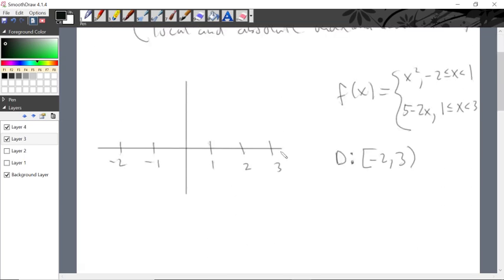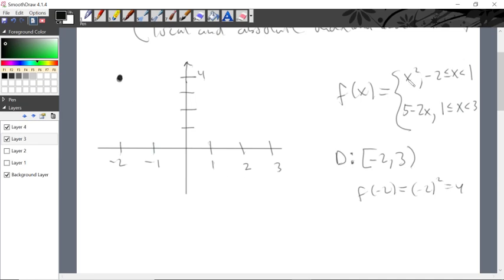All right, so at -2, f of -2 is equal to -2 squared. That's 4, so the point is -2, 4. Okay, it's right there. Is it open or closed? -2 is included in the domain, so this is going to be a closed point.